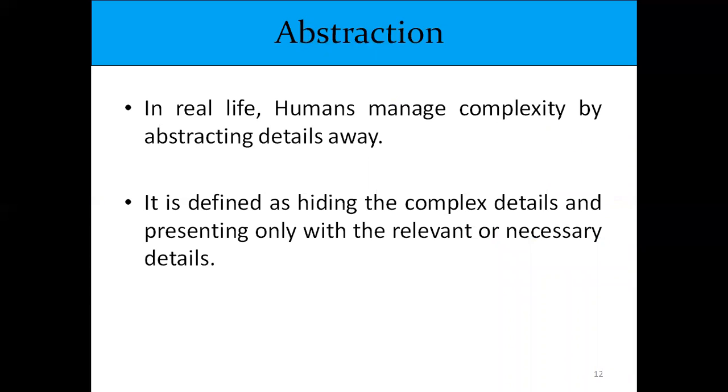Okay, so let us move on to another principle called abstraction. Abstraction is one of the first of the object orientation principles. It is defined as hiding the complex details and presenting only the relevant or necessary details. It is mainly used to manage complexity by abstracting details. Abstraction can be implemented with two concepts called encapsulation and inheritance. Abstraction is defined as hiding the complex details and presenting only the relevant or necessary data, as I mentioned. Let us move on with an example.